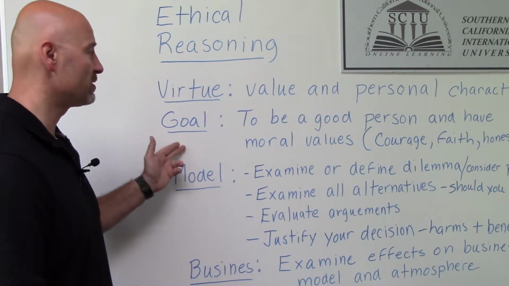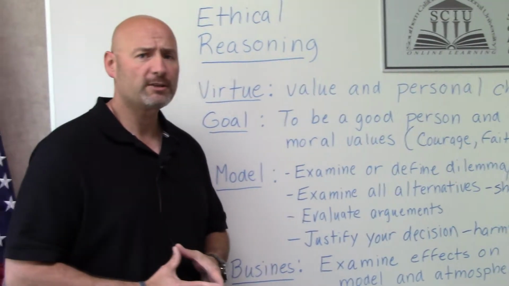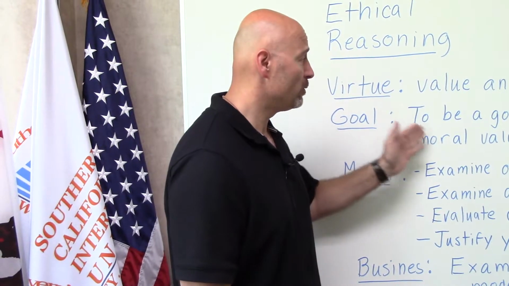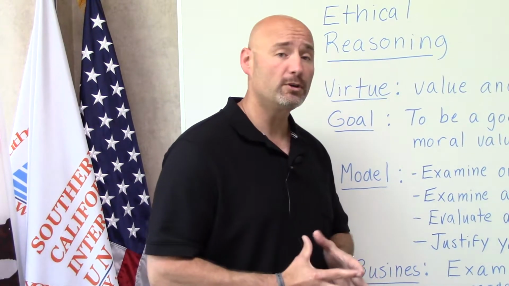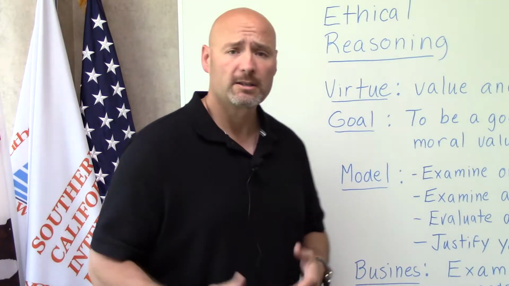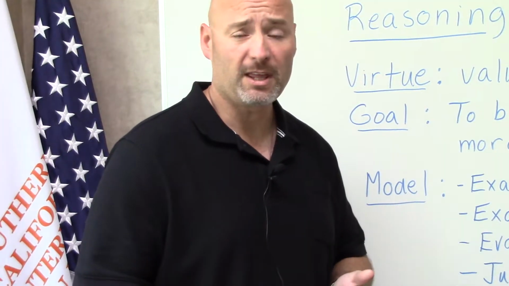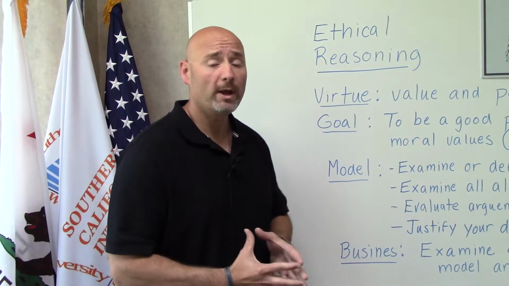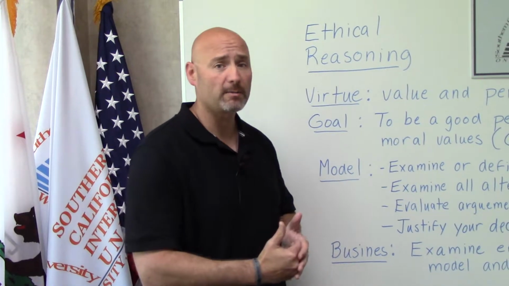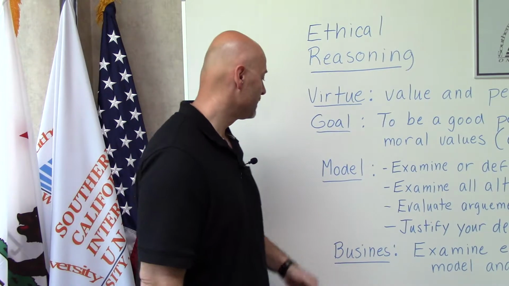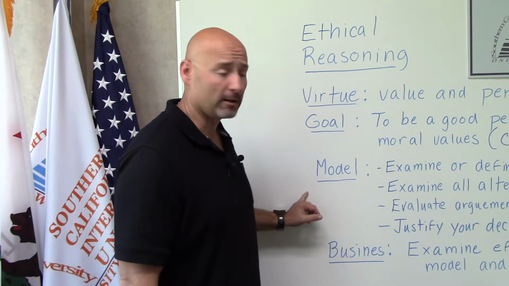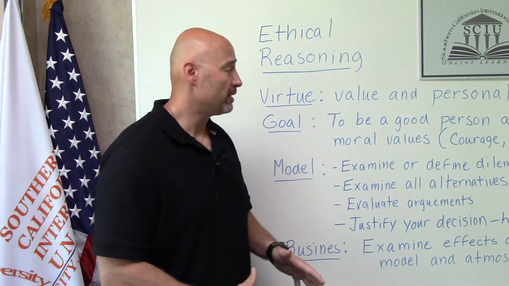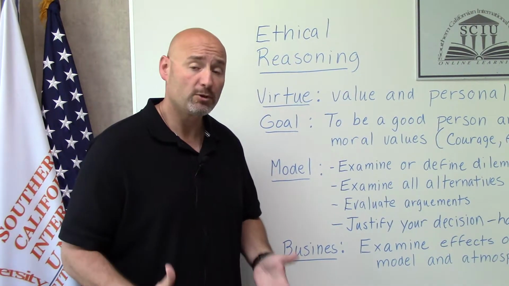And that takes us to the goal. What are we trying to accomplish in ethical reasoning? Well, we're trying to accomplish this. You want to be a good person and have good moral values, such as courage, faith, honesty. These types of things are going to help you when you decide what side of the argument that you want to approach. The model that we follow is examining or defining the dilemma and considering the problem that you're approaching.